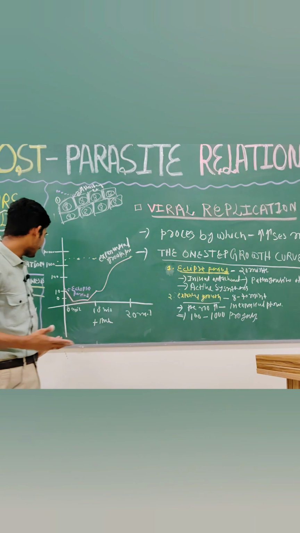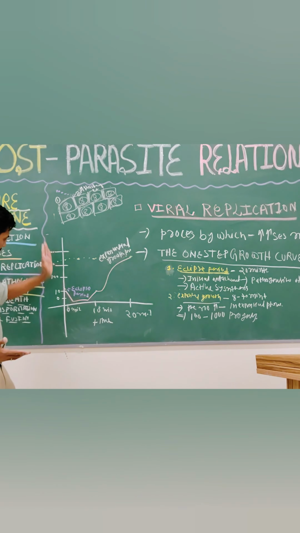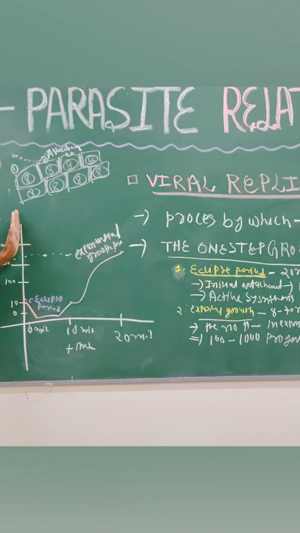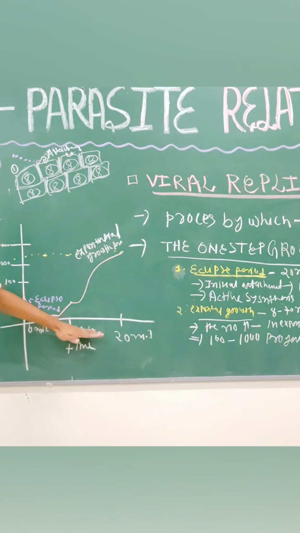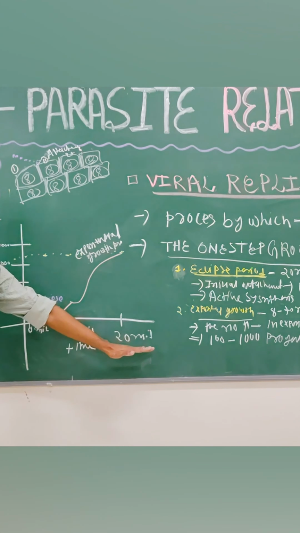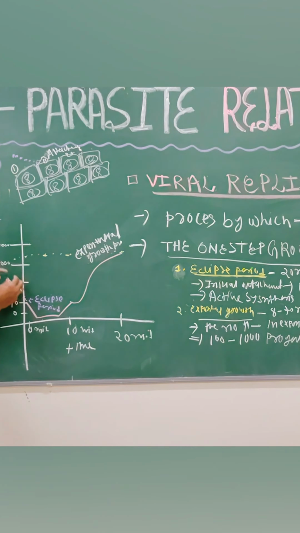So in the y-axis we depicted the number of virus progeny, and in the x-axis we presented the time period. Okay, and initially when the host gets the viral exposure, if 10 viruses are coming, then these 10 viruses will capture 10 cells.